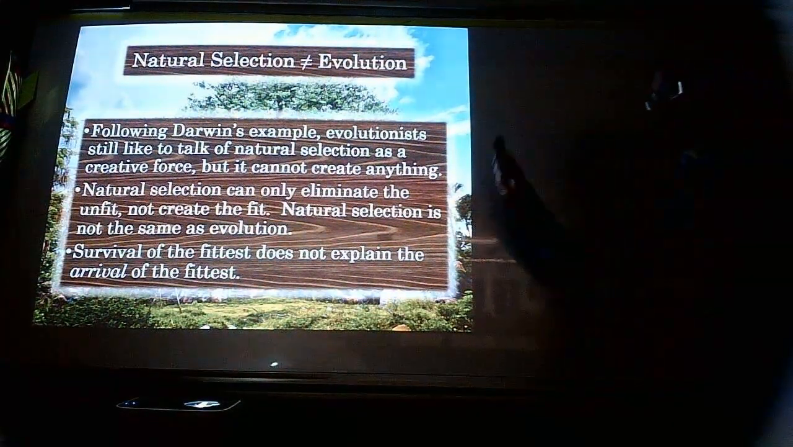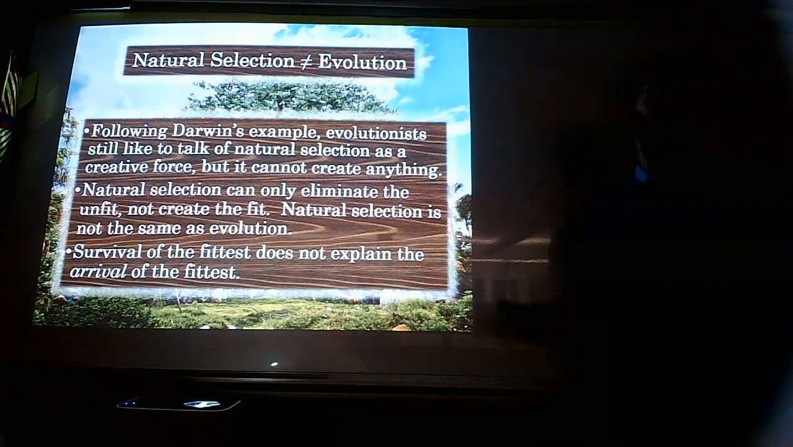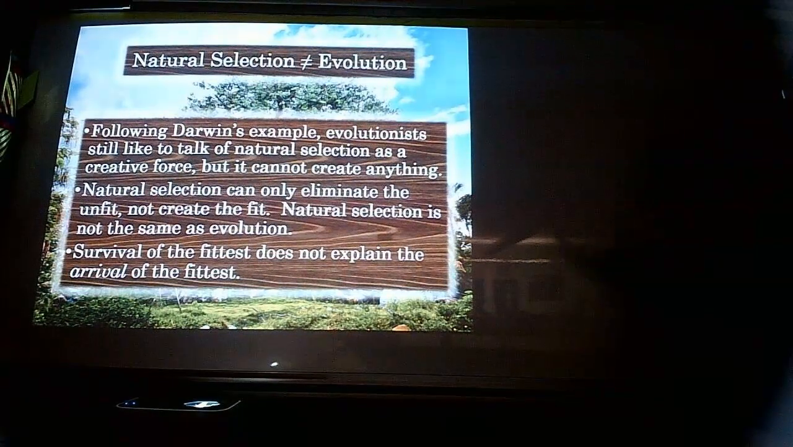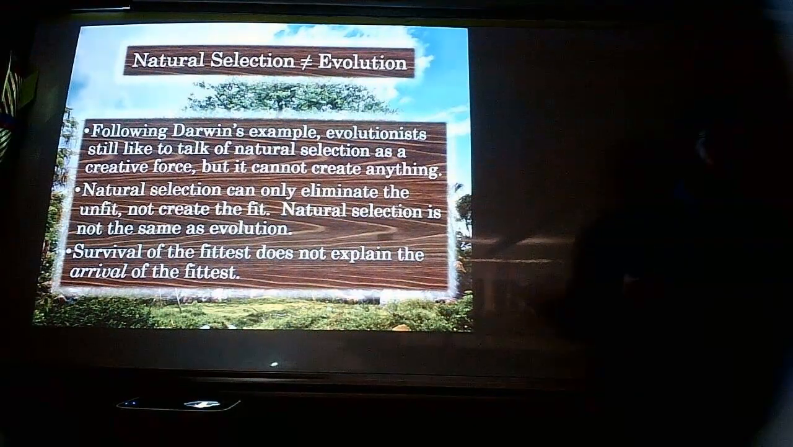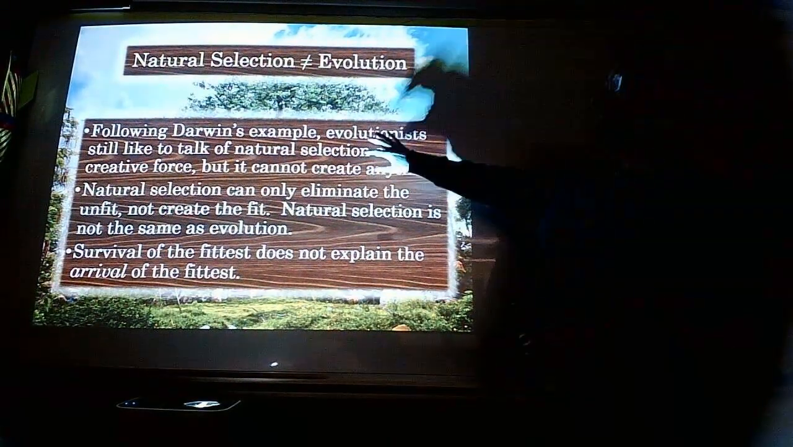I'm just going to go ahead and read this. This is the best way to summarize what I'm trying to get across to you here. Following Darwin's example, evolutionists still like to talk of natural selection as a creative force, but it cannot create anything. So regardless of how often you see examples of natural selection or small changes or microevolution, whatever you want to call it, whenever you see those examples as evidence of evolution, those two things are not related. This whole big story of evolution, of things evolving and changing and branching off of each other over the last 4.5 billion years, has nothing to do with the process of natural selection.